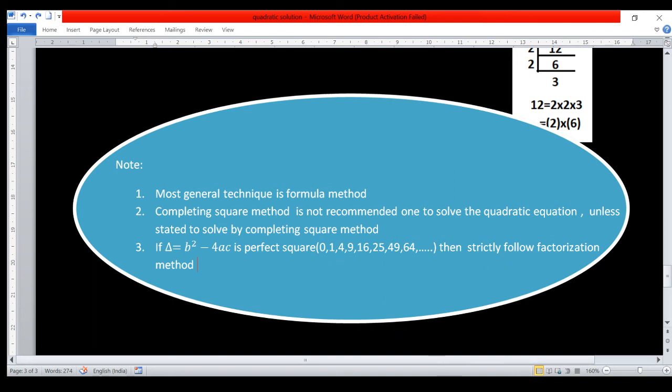So on the whole, you have to remember the formula to get the roots for any type of equation.